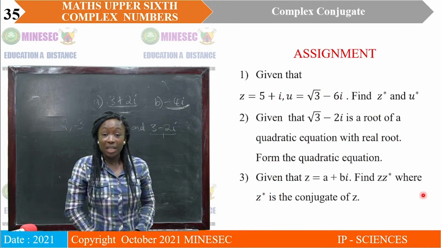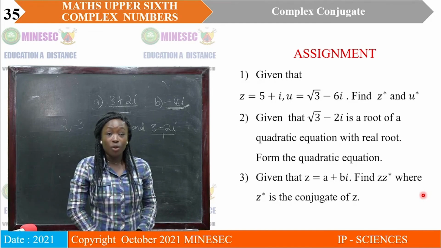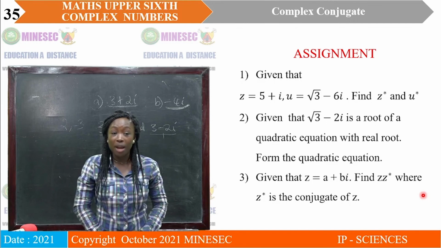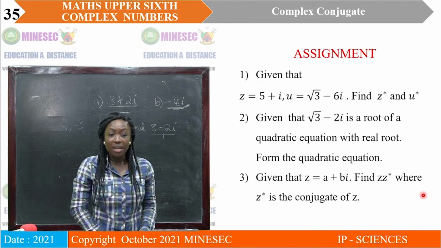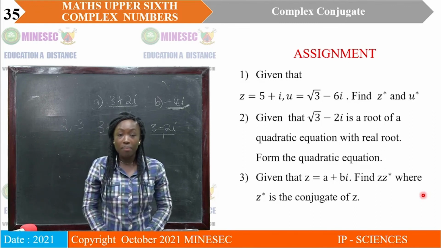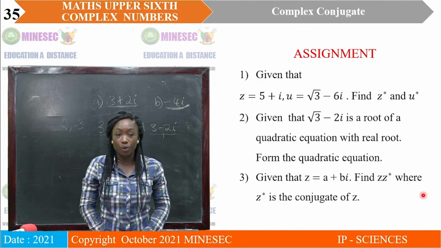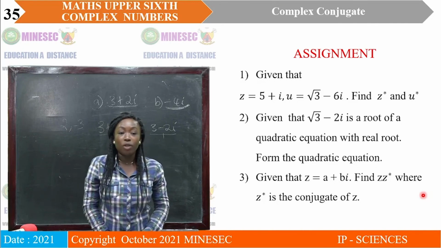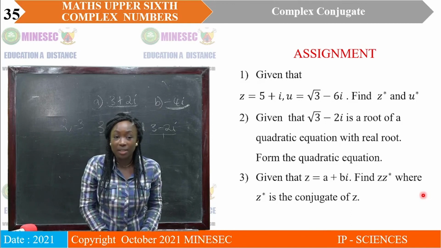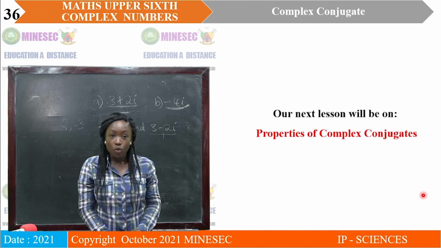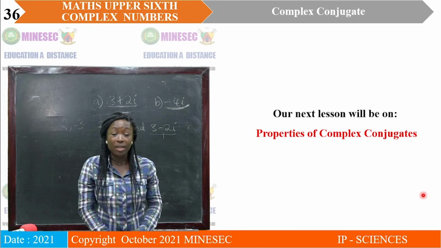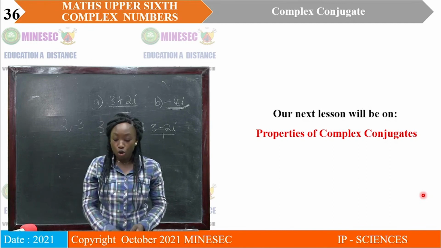We come to the end of this lesson with our assignments. Number 1, given that z equal to 5 plus i, u equal to root 3 minus 6i, find z star and u star. Number 2, given that root 3 minus 2i is a root of a quadratic equation with real roots, form the quadratic equation. Number 3, given that z equal to a plus bi, find z times z star, where z star is the conjugate of z. We're going to do the correction in our next lesson, which will be titled Properties of Complex Conjugates.